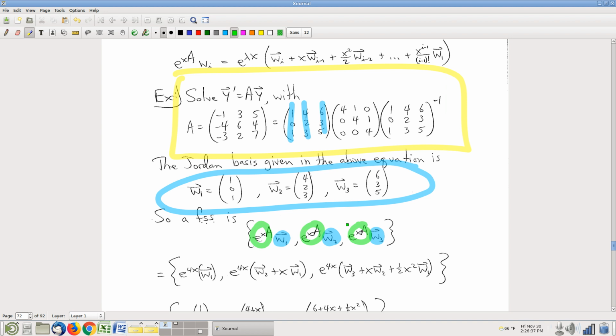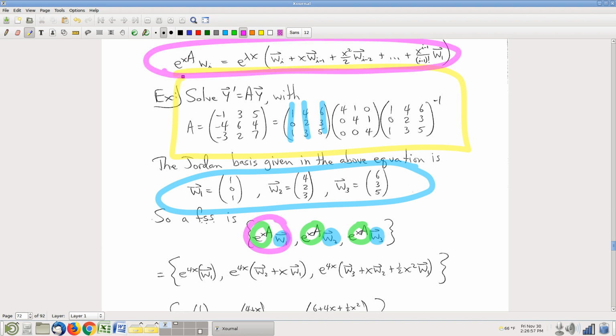So you complain, okay, yeah, but I don't know what this matrix is. I don't know how to write this matrix. Keep in mind, we don't need to know how to write the matrix. I just need to know how to multiply it by these Jordan basis vectors. How do you multiply e to the xA times a Jordan basis vector? We use this formula. That comes from there. Let's take a careful look at this formula.